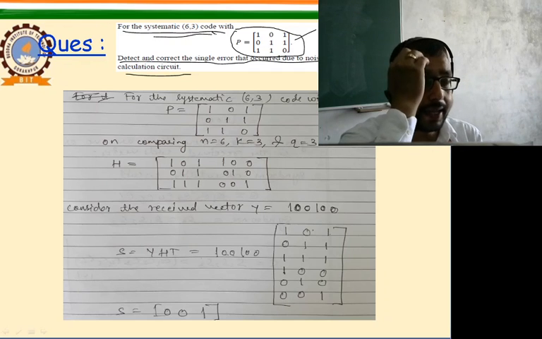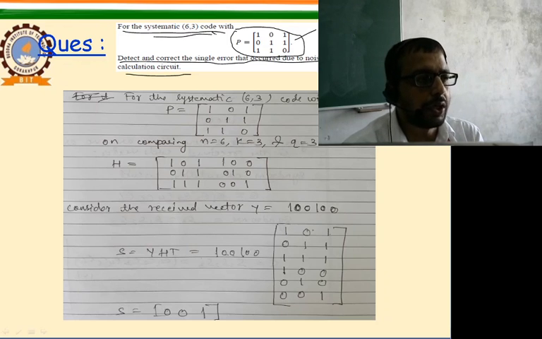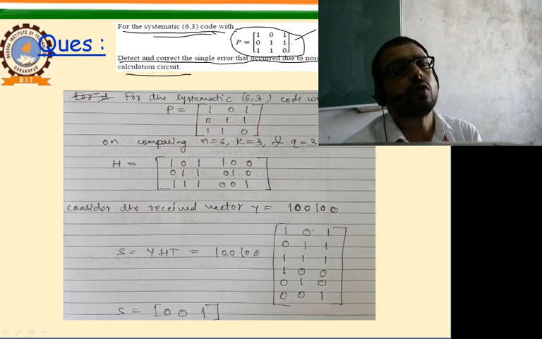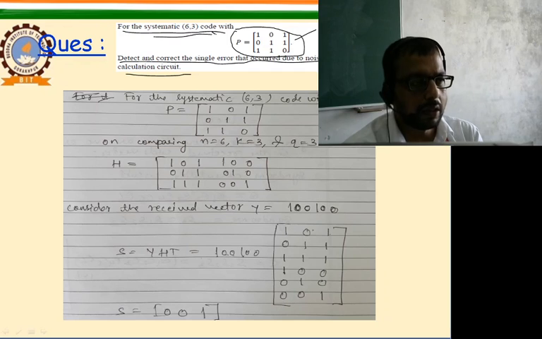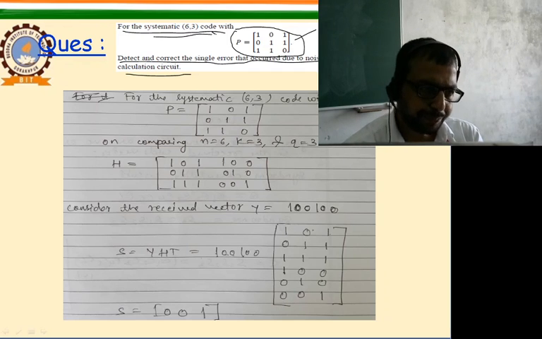Now we take an example and show the procedure to detect and correct the single error due to the noise, according to the given P. We also have to calculate the syndrome circuit, meaning what the output will be, which can be calculated by using the circuit.